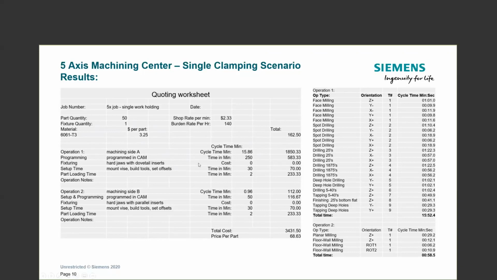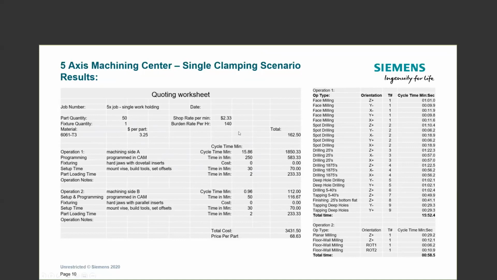For the fixturing, we are saying that we're using generic, pre-existing fixturing. Again, we want to limit the number of variables in this case study, so we zeroed that out for both cases. Now, for setup time, that includes things like mounting the device, building our tools, setting our offsets, and making sure everything is square. Here we have an operation time of 30 minutes, and for the pod lowering time, we have 2 minutes.